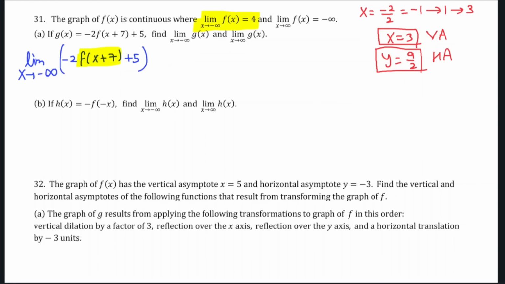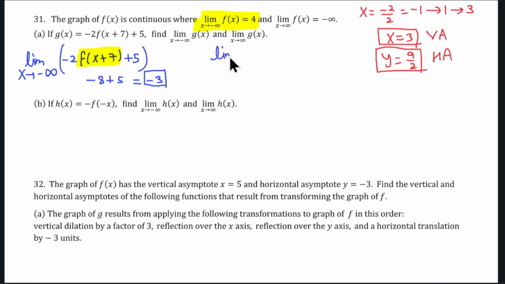Because that's not really going to change just because there is a plus 4. Eventually, -infinity plus 4 is still, plus 7 is still -infinity. So this will become 4. 4 times -2 is -8. So -8 plus 5 will be -3 over here. That's the -infinity part.